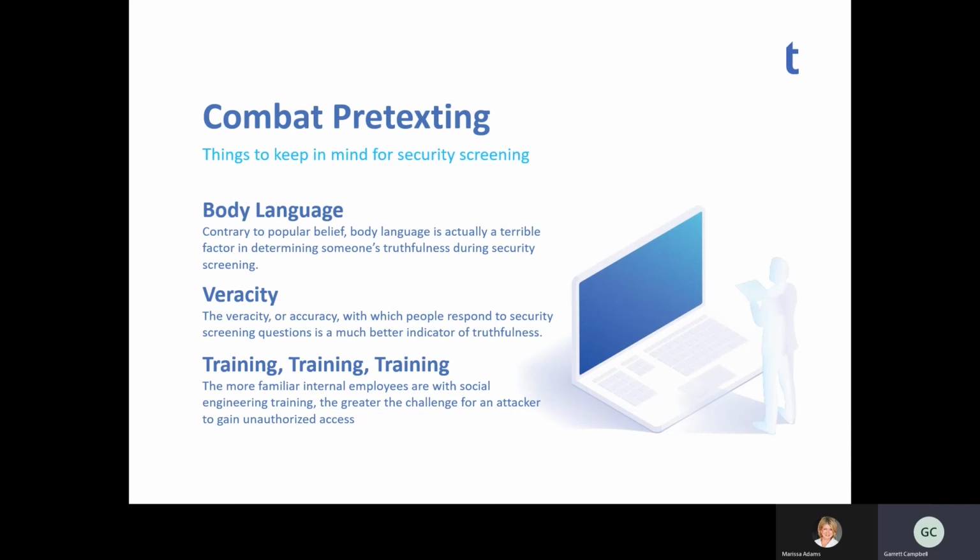And so one thing that we're going to touch on further is actually testing the pretext of somebody, just asking them a little bit more about their story, make them improv further. Another way to combat pretexting is veracity. The veracity or accuracy with which people respond to security screening questions is a much better indicator of truthfulness. It actually tests the pretext of your potential bad actor. You want to test their story.